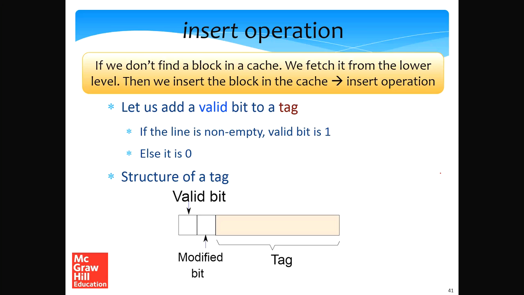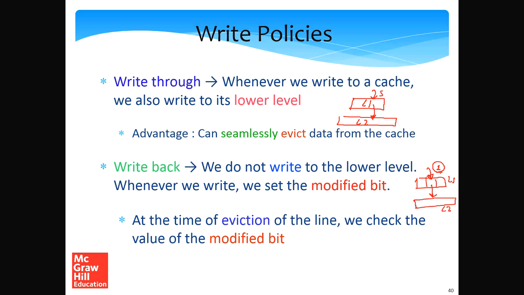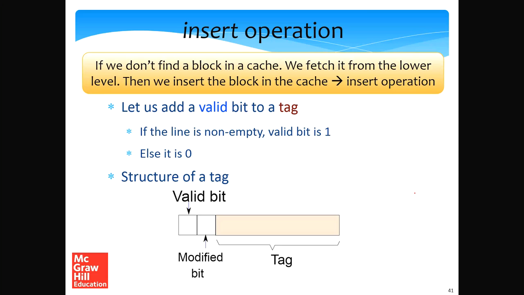So after write back and write through, what is the trade-off? Actually, let me just go back one slide. The trade-off is that write through has far more traffic at the lower level, but evictions are cheap. Write back, the advantage is the traffic at the lower level is low, but evictions are expensive. Now let's take a look at the insert, replace, and evict operations.